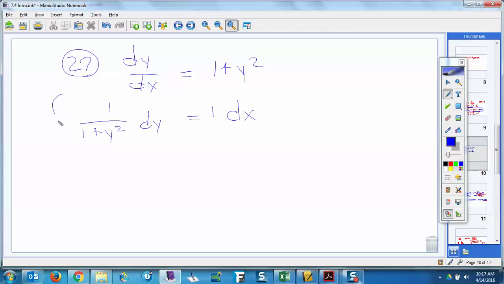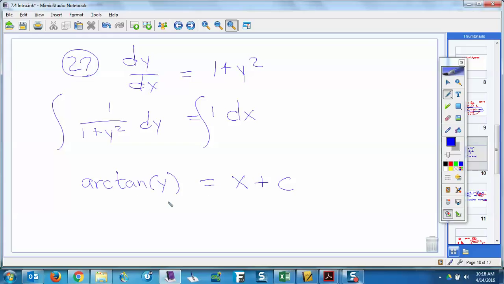Okay, so when we do the antiderivative here, we get arctan of y, right? And that's just one of those we have to have memorized. And then over here, the antiderivative of 1 is x plus c. Now, how do you get the y by itself? How do you undo an arctangent? You do tangent.